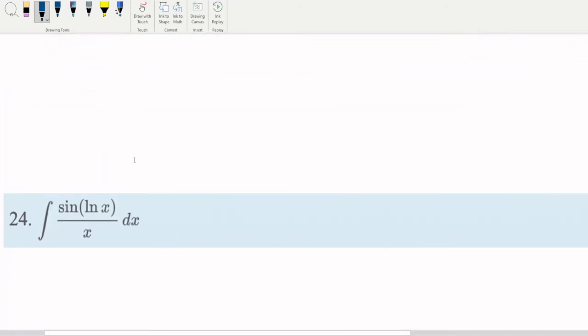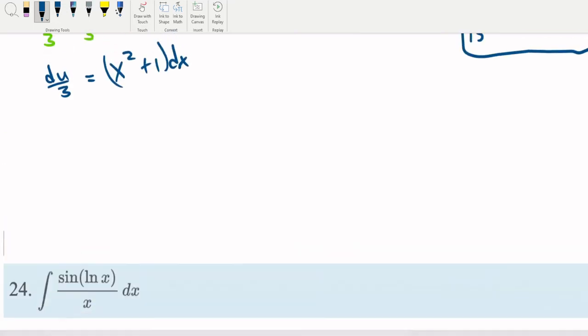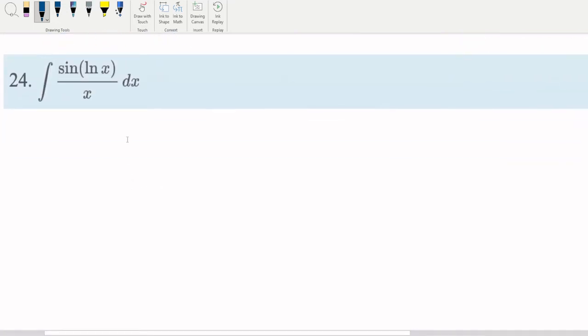Okay, sine ln x. So let me bring this one up. All right, so again, functions: log, trig. I'm just going to look for an inside and an outside. That's it. Like, what's inside? Well, I've got sine here, and then natural log's inside. So just give it a shot. Take the derivative, 1 over x.